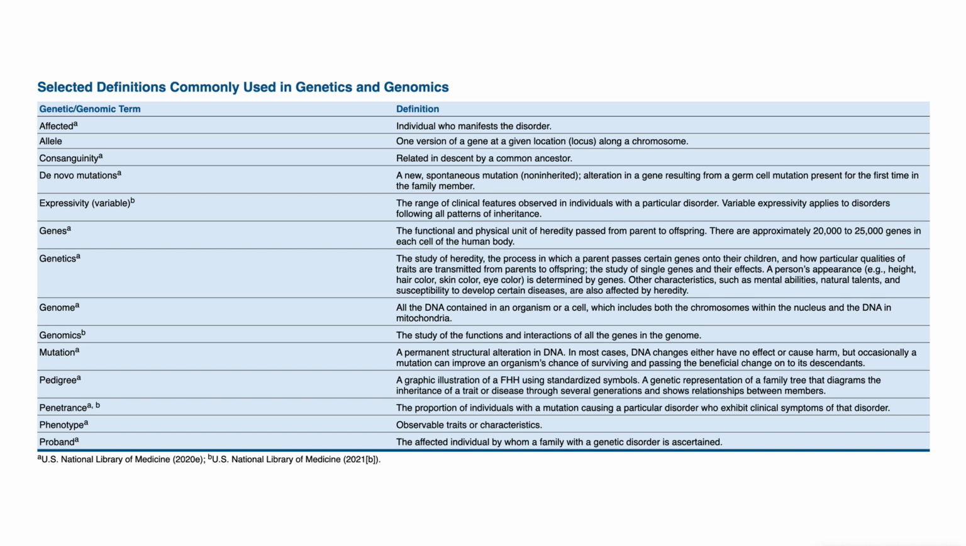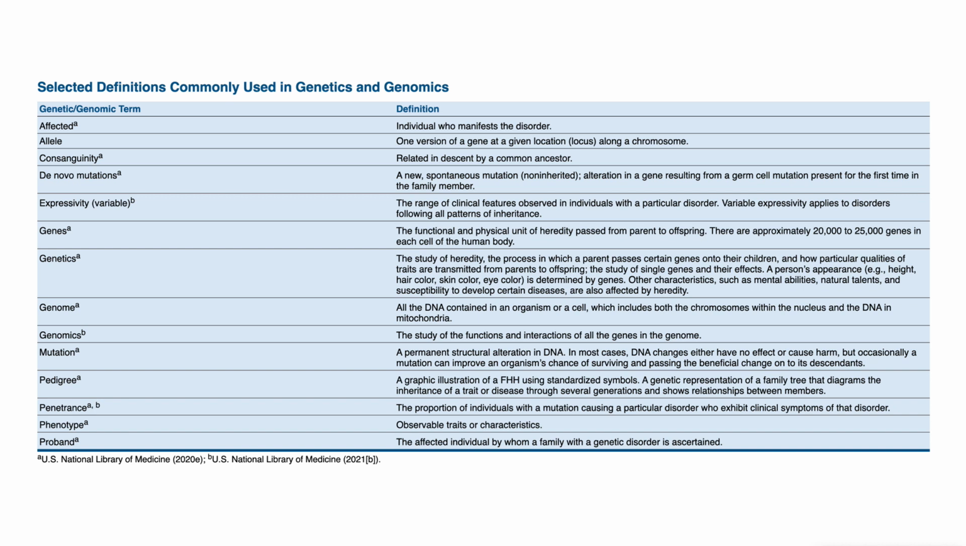De novo mutations are new spontaneous or non-inherited mutations. They're alterations in a gene resulting from a germ cell mutation present for the first time in a family member. Expressivity of a variable is the range of clinical features observed in individuals with a particular disorder. Variable expressivity applies to disorders following all patterns of inheritance.